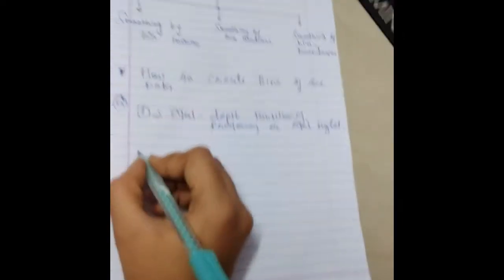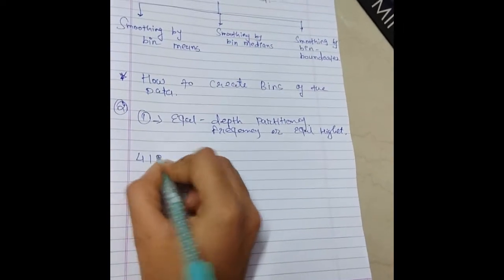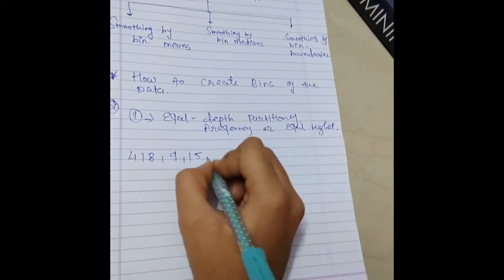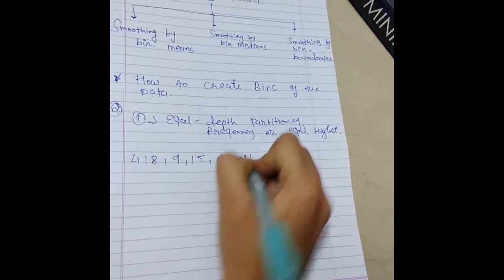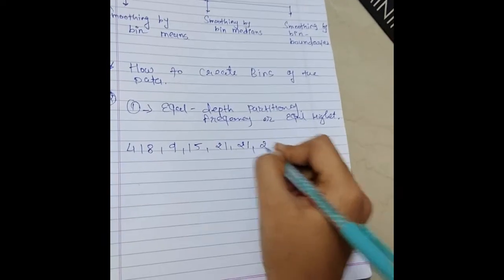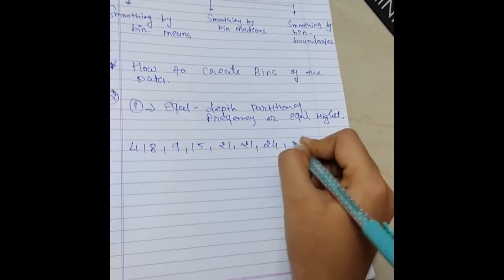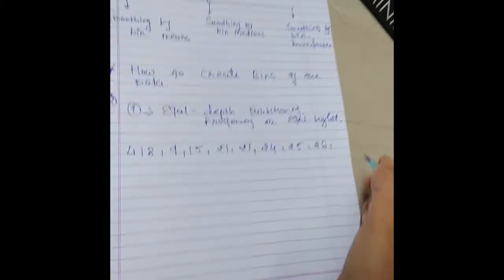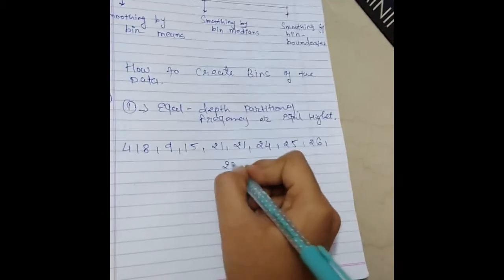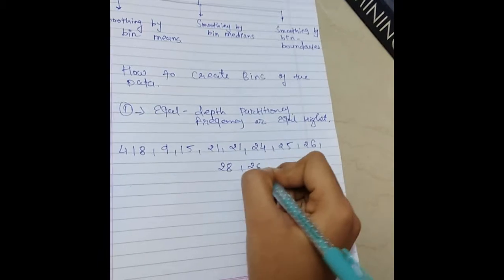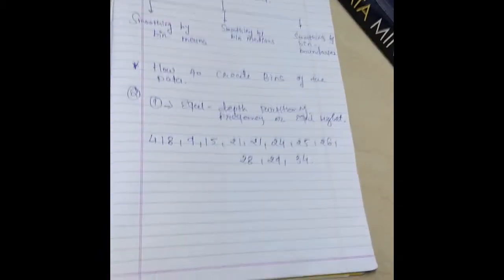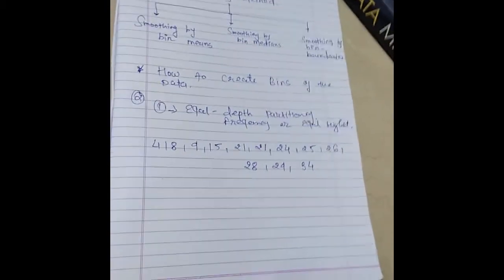So the data points are, suppose, 4, 8, 9, 15, 21, 21, 24, 25, 26, 28, 29 and 34. So this is the data of your database, suppose.